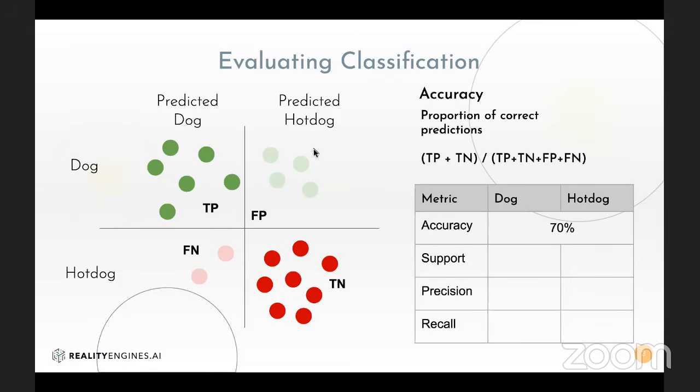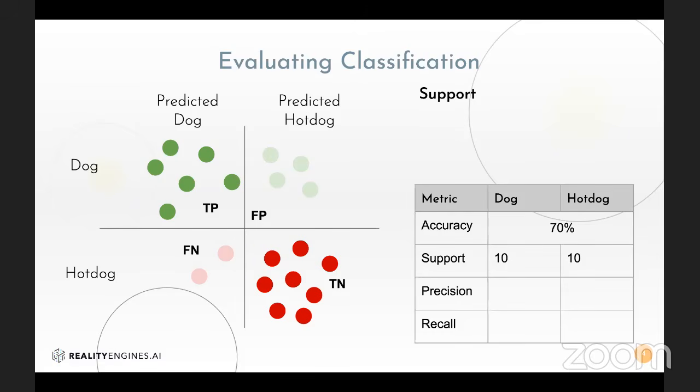And so accuracy might seem like a very general metric, and generally higher accuracy is better, but it can also be misleading sometimes. I'll go into that in a bit, but it relates to what is called support. And support is pretty simple. It's just the number of points in the class. In this case, we have 10 points in each class. And so our support for dog is 10, and our support for hot dog is also 10.